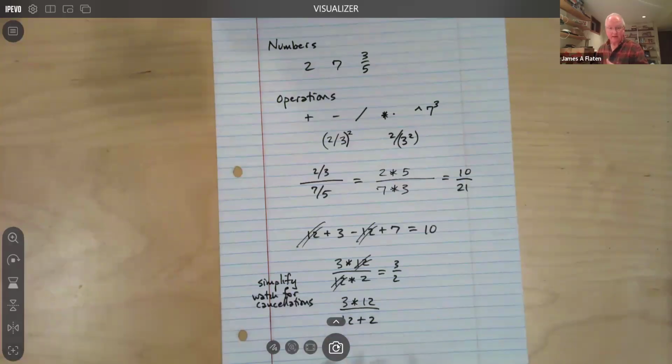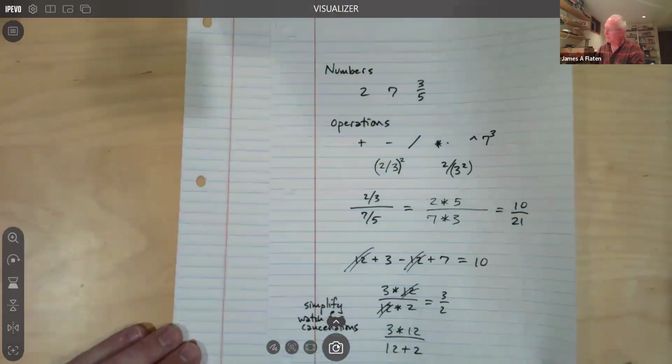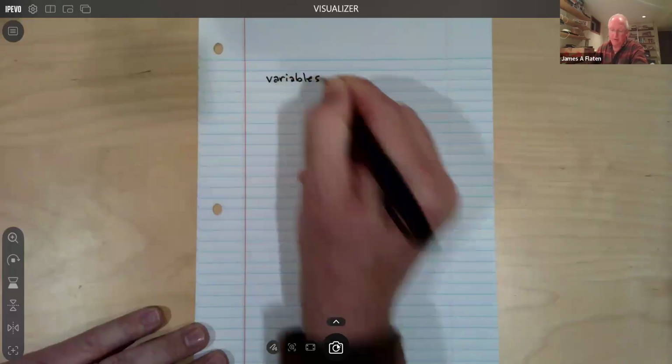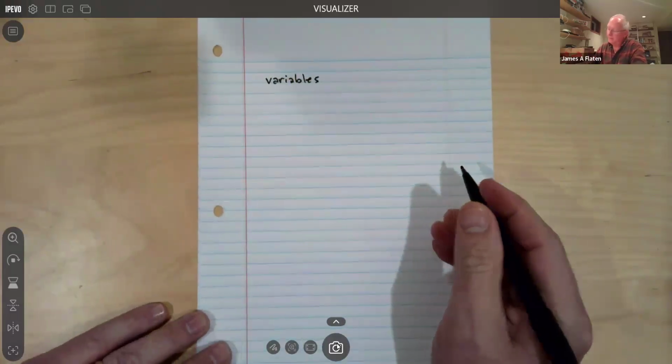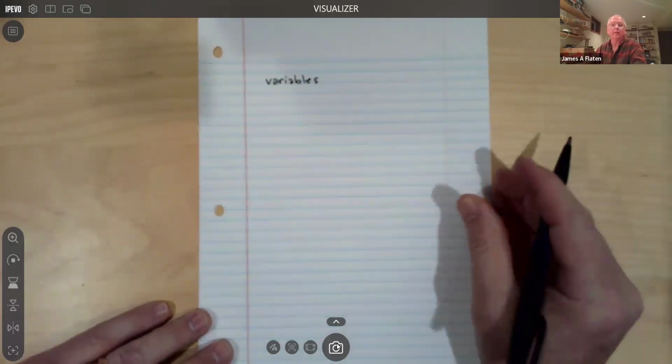Watch for things that disappear and hence don't actually matter in the final result. Okay, so there's a few comments about numbers. Let's talk a little bit about variables. So variables typically are letters. They might be Greek letters, they might be English letters.